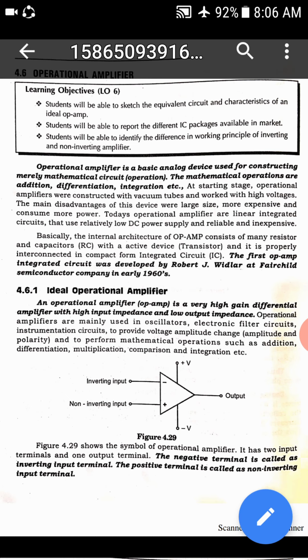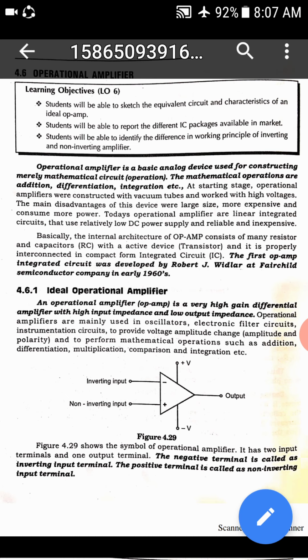An operational amplifier is basically an analog device which helps to do mathematical operations, for example addition, subtraction, integration, and differentiation. It is simply referred to as an op-amp. It also helps to build rectifiers and oscillators, and many other applications can be incorporated with its help.